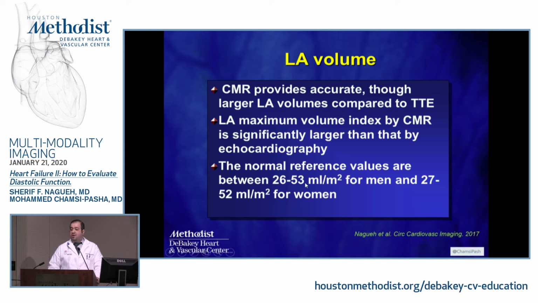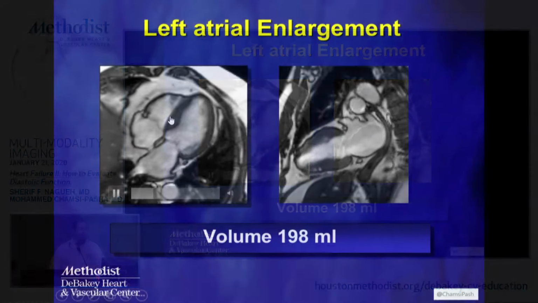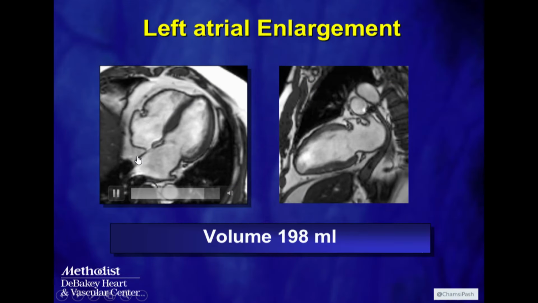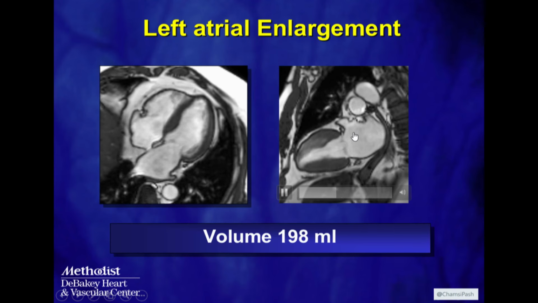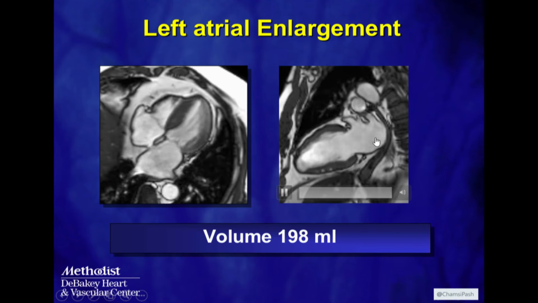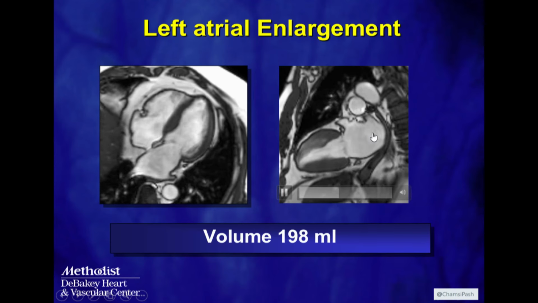The way we do LA volume on CMR is exactly the same way as we do with an echo. So we have a 4-chamber view where you see the left ventricle, the right ventricle, and we acquire the area and the length on a 4-chamber along with the area and the length on an orthogonal view, which is a 2-chamber view, and we are able to use the same equation to derive a biplane left atrial volume. Here in this case, the patient has a volume of 198, which is clearly severe for this patient.